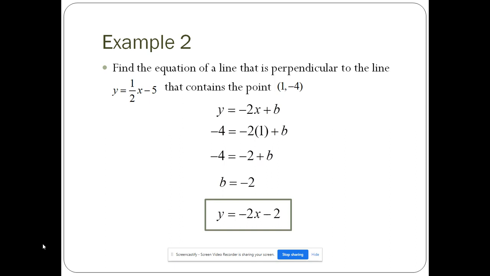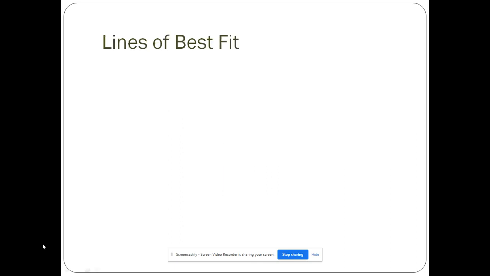All right. Last thing we're going to talk about are lines of best fit. So when we talk about lines of best fit, there are a couple things to keep in mind. So first, if you're given a scatter plot and the line of best fit is not drawn in, you should go ahead and draw one in.